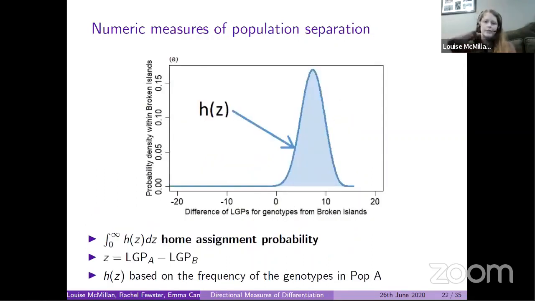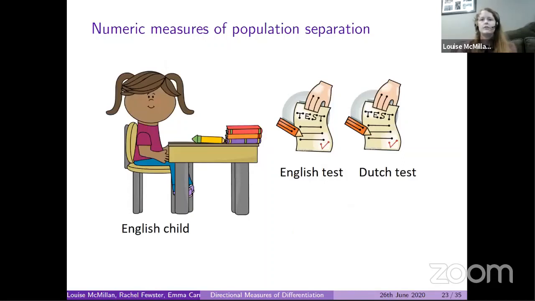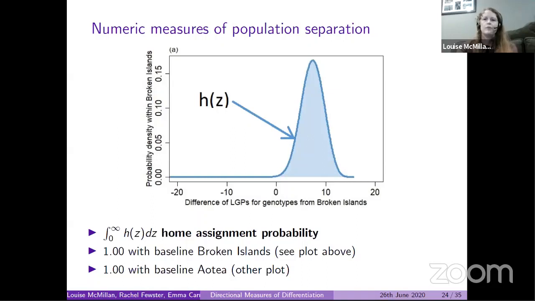The final measure is called the home assignment probability. The other one was looking at two individuals and one population. This is looking at one individual and two populations. If you've got one individual and you don't know where to assign them, you can give the child the English test and the Dutch test to find out which population they came from. The home assignment probability is the probability they will do better at the English language test and therefore be correctly assigned to the English population. Here we've got a probability of 1 in both directions. The Broken Islands rat is almost always going to have a better fit for Broken Islands, and the Artia rat is almost always going to have a better fit to Artia.